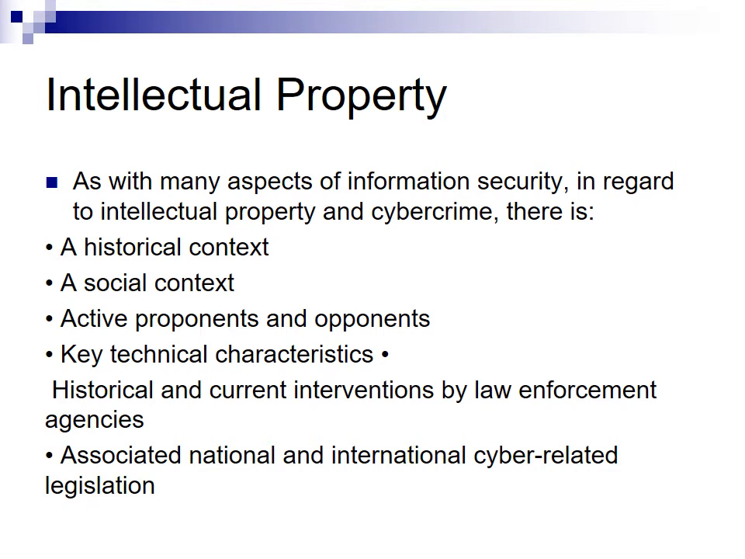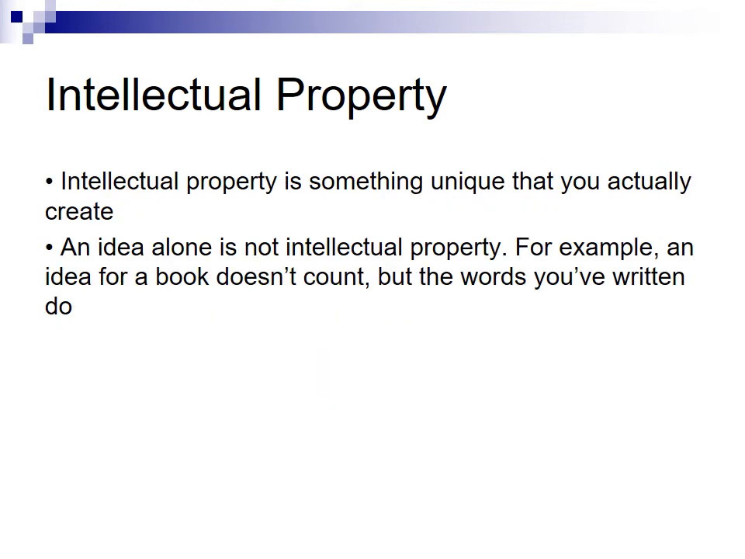Okay, so before I conclude today's lecture, I'd like to look at software as IP, intellectual property. Intellectual property can be a historical text, social context, any technical characteristics, or it can be a drawing or anything that people create by their own creativity. So intellectual property is something unique that you actually create. An idea alone is not intellectual property, but the artifact is. Maybe the algorithm is intellectual property.